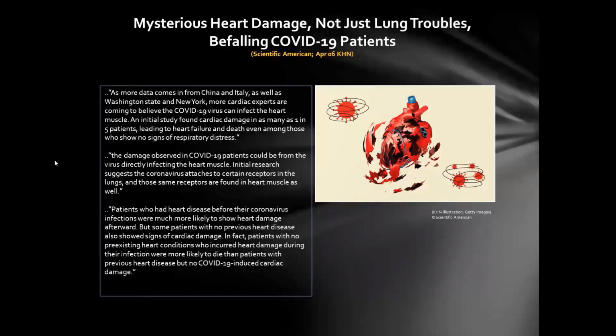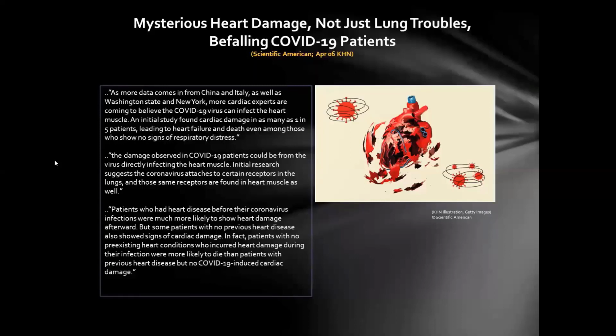But basically, a couple of good quotes from this article that you can look up online. As more data has come in from China and Italy, as well as Washington State and New York, more cardiac experts are coming to believe COVID-19 can infect the heart muscle. Initial study found the cardiac damage in as many as 1 in 5. That's pretty prevalent, leading to heart failure and death even among those who have no signs of respiratory distress. All the more reason to be extremely careful around these patients for quite some time to come, for all of us.